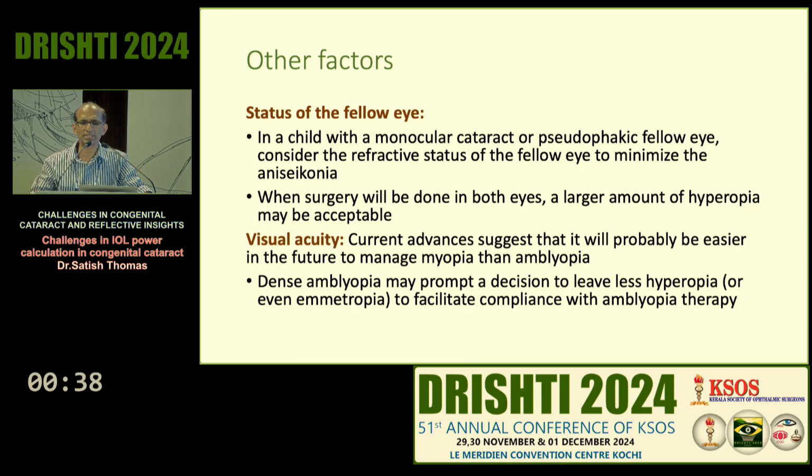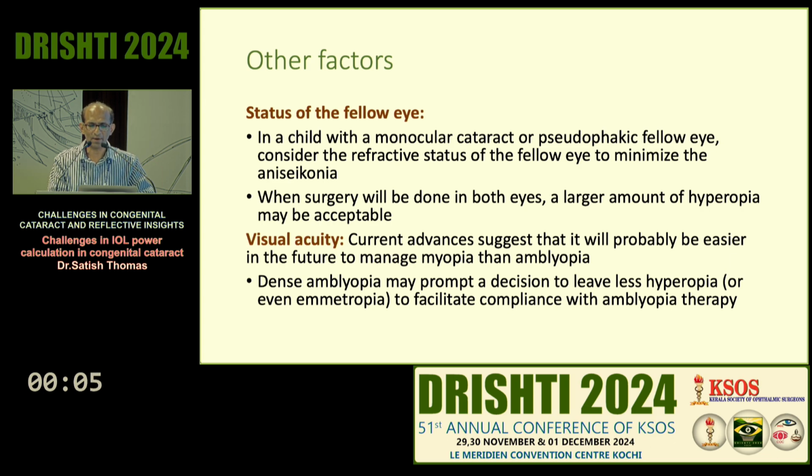You also need to look at certain other factors, like the status of the fellow eye. In a child with a monocular cataract or a pseudophakic fellow eye, we need to consider the refractive status of the fellow eye in order to minimize aniseikonia and consequent amblyopia. When surgery will be done in both eyes, then we can go for a larger amount of hyperopia. Visual acuity: it is probably easier in the future to manage myopia than amblyopia. So keep that also as an important consideration.